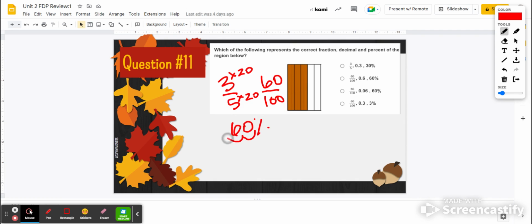And then if we want to change that to a decimal, it is 60 hundredths. So let's look up here. Where do we see that that's the correct one? We see 60 100ths, 6/10. Now remember, we can get rid of that 0. It's just a placeholder. And 60%.